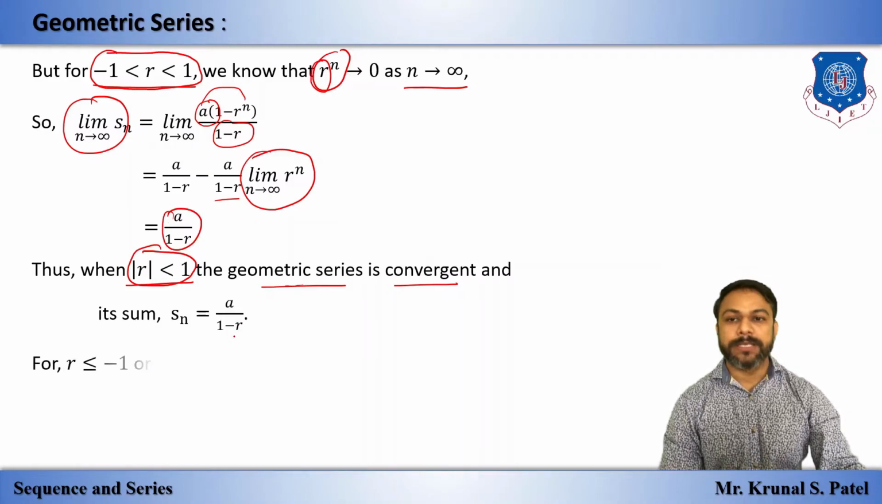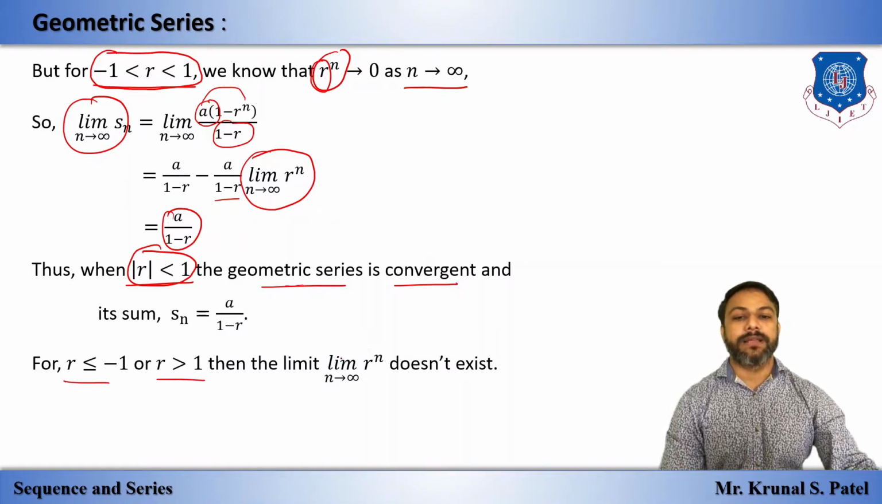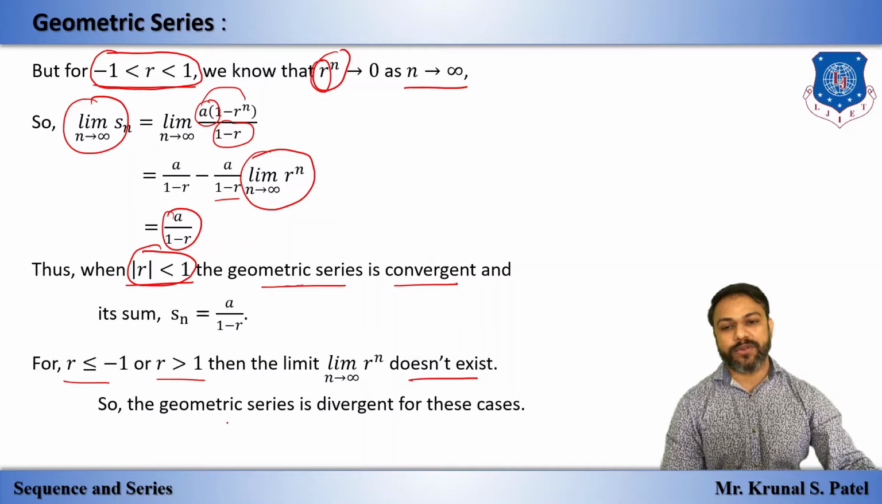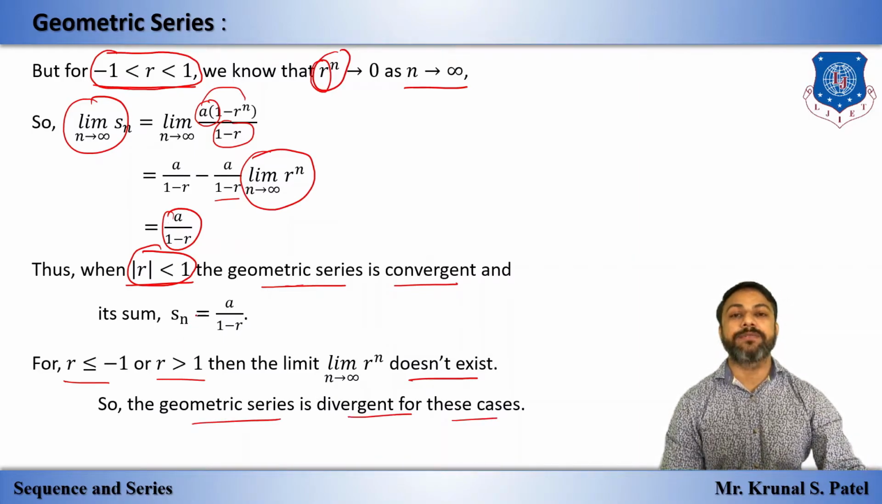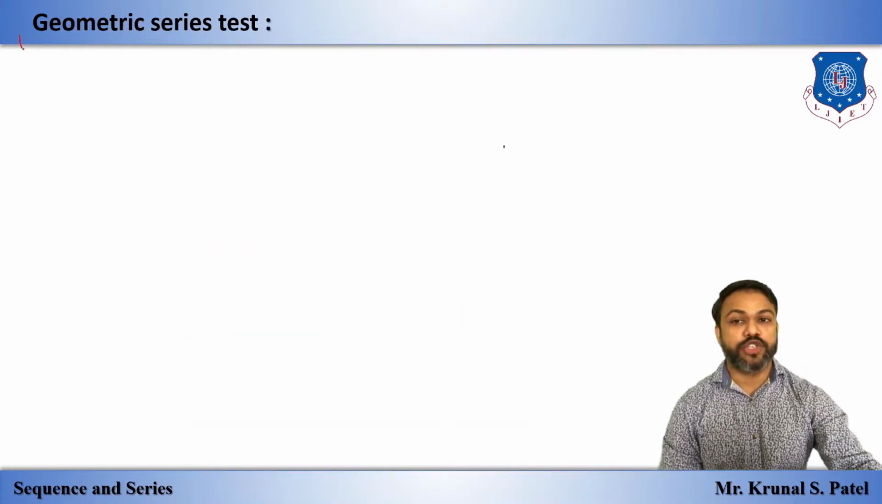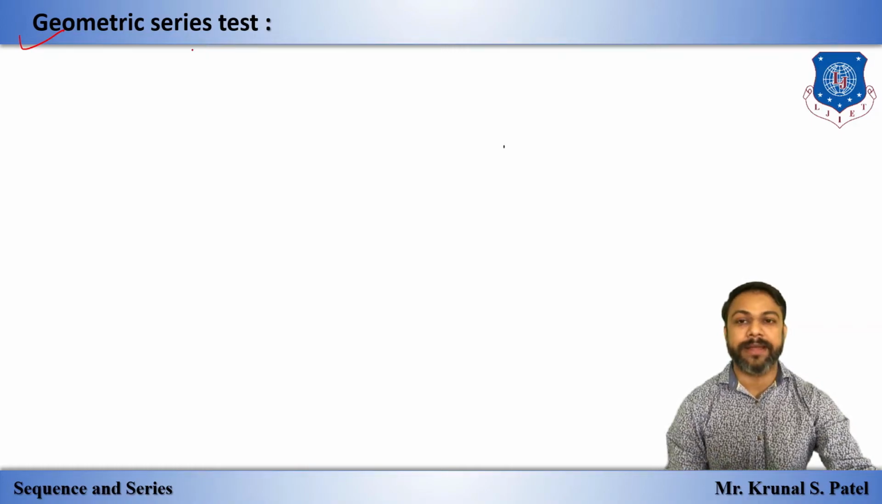Now, if r is less than or equal to minus 1 or r is greater than 1, then the limit as n tends to infinity of r^n does not exist, and therefore the geometric series is divergent in this case. So we have two cases here. This is our geometric series test from the example we just completed.